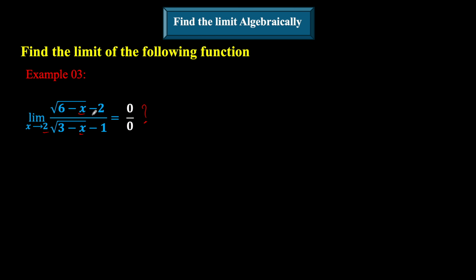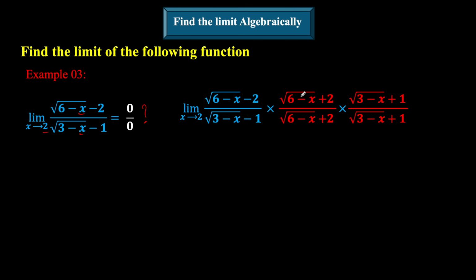So ask yourself this question: where do I have square roots? You have them in the numerator and the denominator, right? So we'll multiply the equation by the conjugate of the square root of 6 minus x minus 2, this one here, and also we'll multiply the equation by the conjugate of the square root of 3 minus x minus 1, this one here, okay? So we multiply one time for this one and a second time for this one, okay?